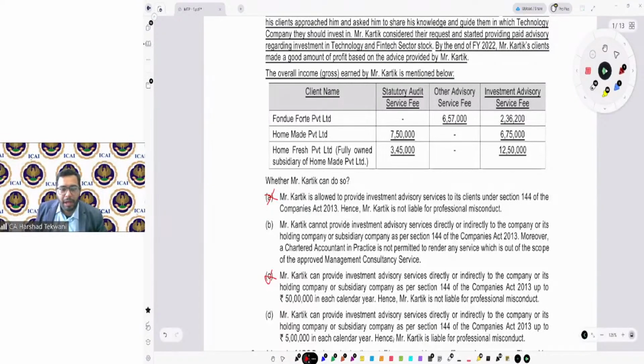The D1, again, it provides a limit of 5 lakh, but there is no such limit available in the section itself. That's why it's also incorrect. So by default, whatever is left is your correct answer. And actually, it is the correct answer because section 144 doesn't allow you to render the service.